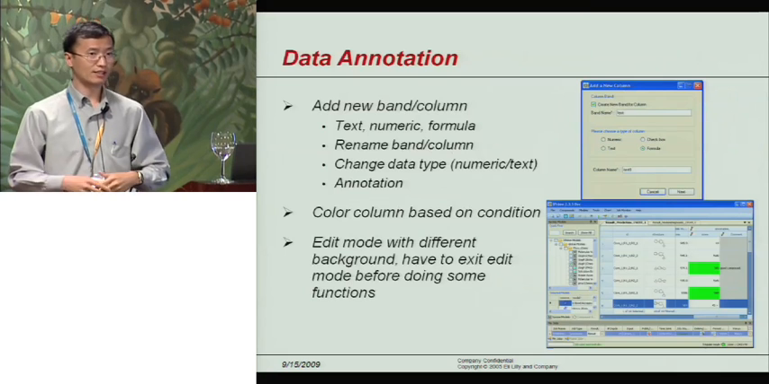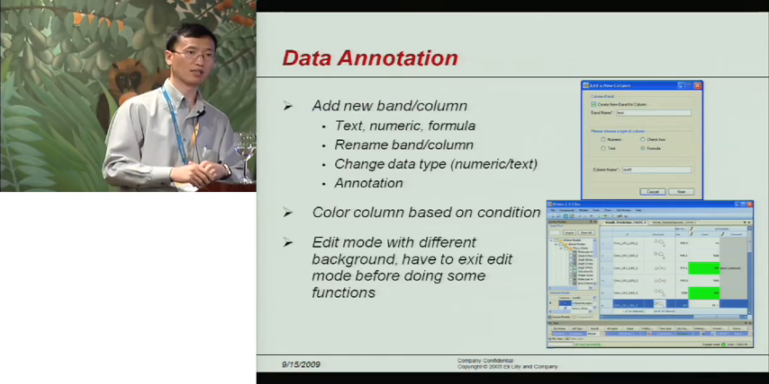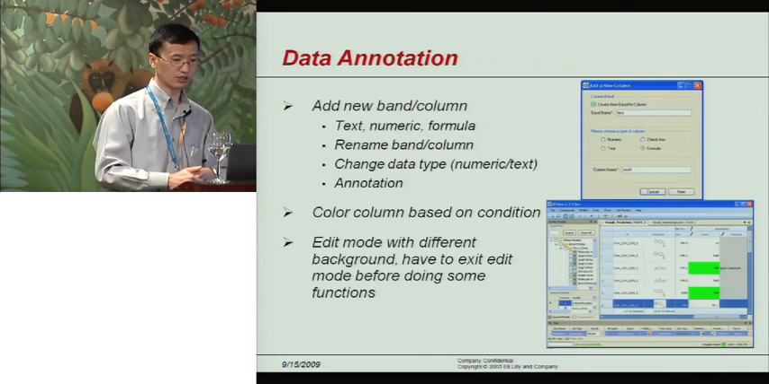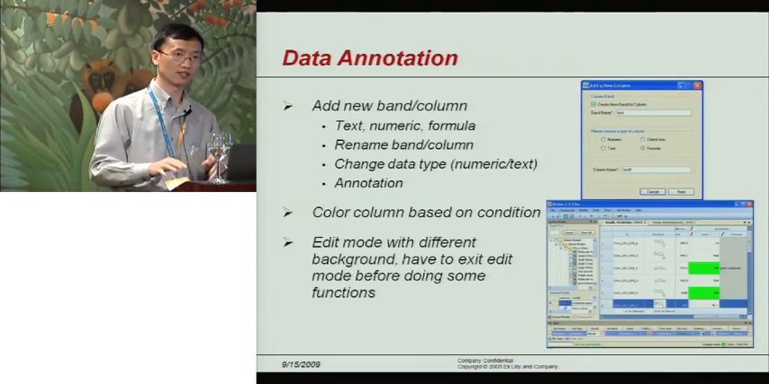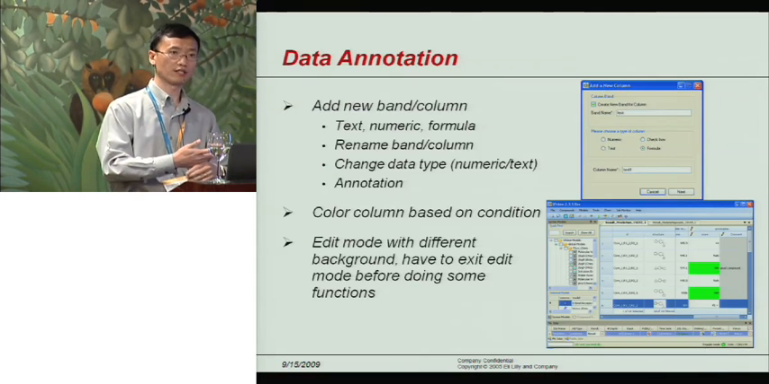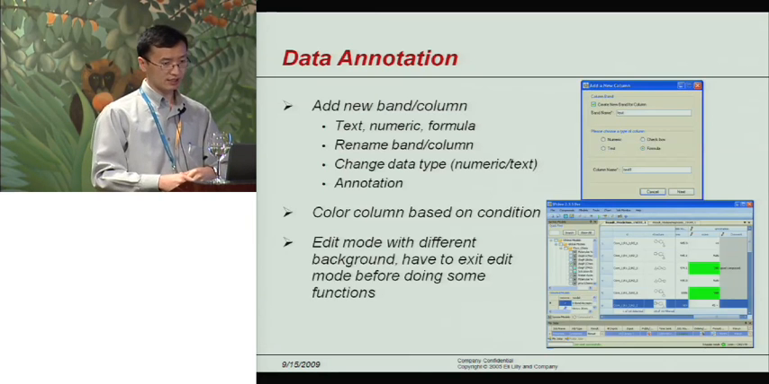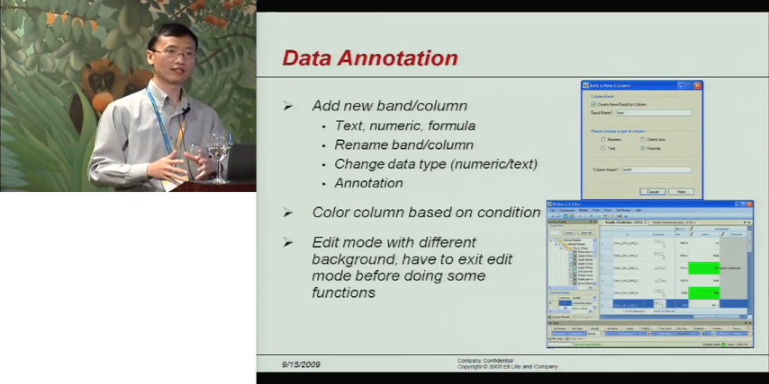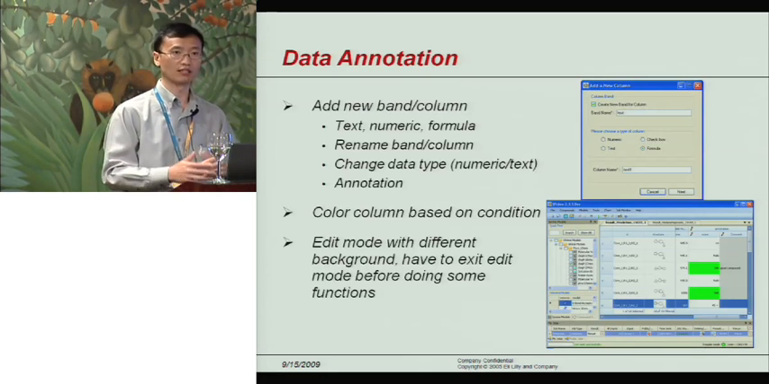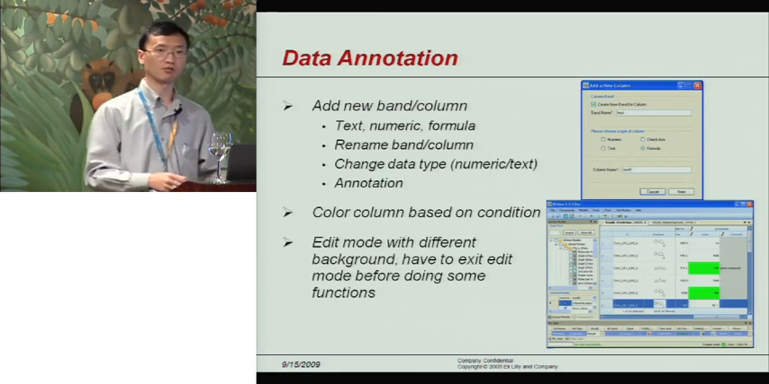Many times, when you get the data, the user wants to do some annotation. They want to add some comment on the structure. So we allow the user to add a new column, either text, which they can just type in, or number, or they can use the formula I displayed previously. They can do some calculation in real time and some coloring. Because the data is unstable at that point, we have two modes: edit mode and normal mode. Some functionality is not available in edit mode, so you have to get out before you do that.